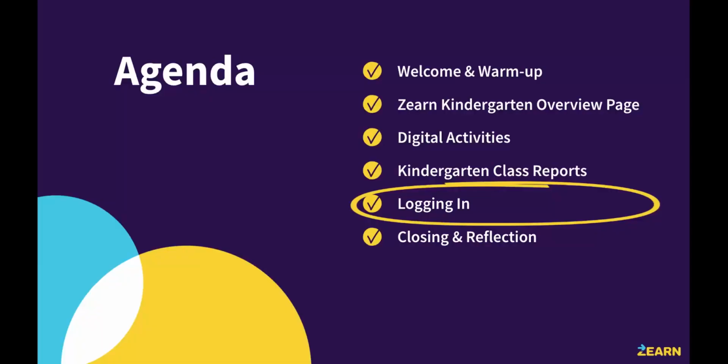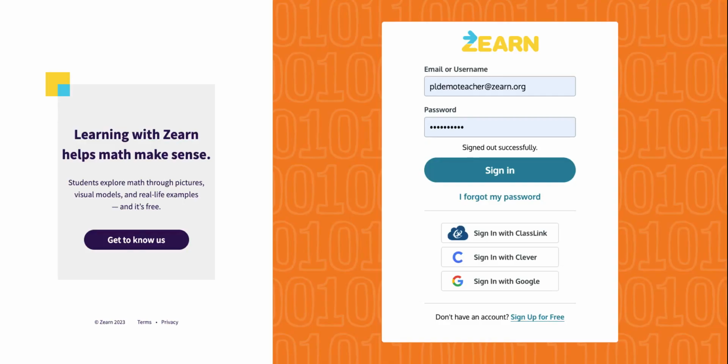The last thing that we want to quickly touch on before we close out is how to log in. Depending on how your school or district has rostered with Zearn, there are different ways that you may sign in. If you are new to Zearn and your district or school has set up your Zearn school account, you may have received an email prompting you to set a password. Once you create a password, you can log in using your username and password on the Zearn.org site.